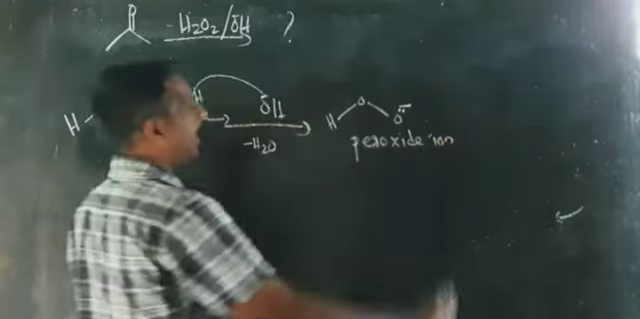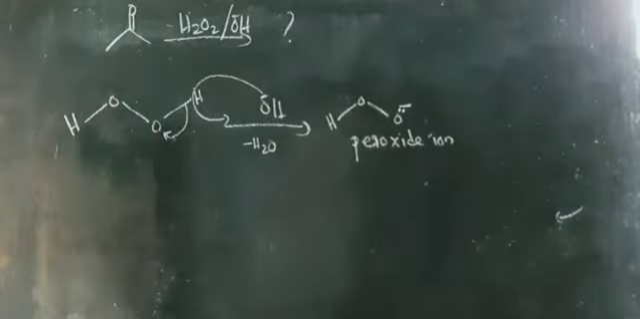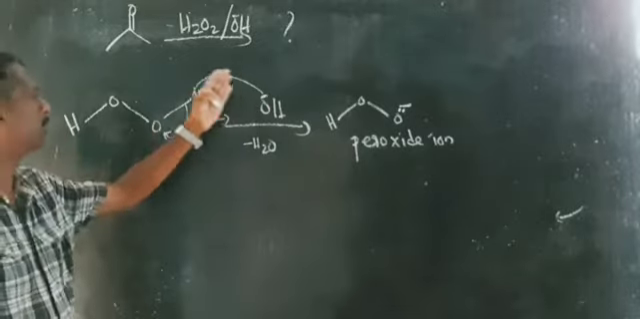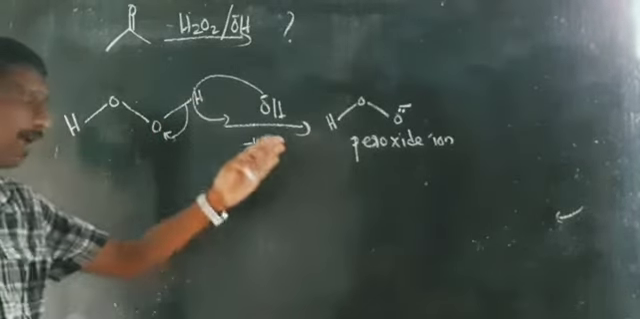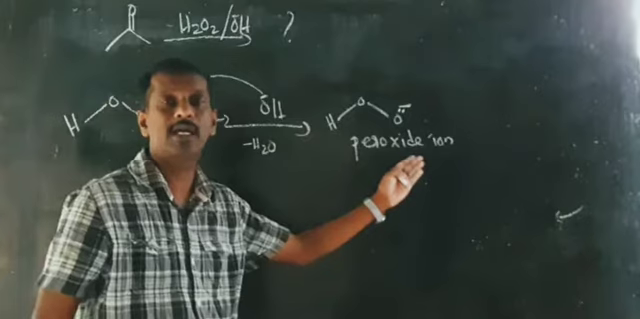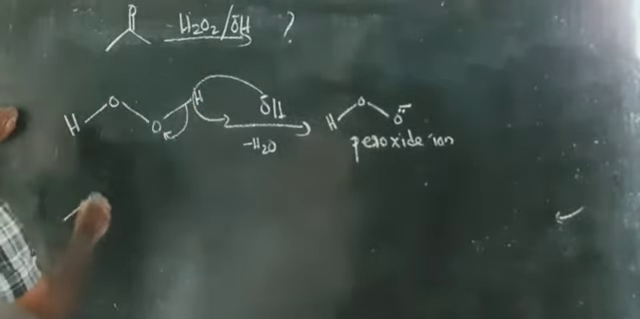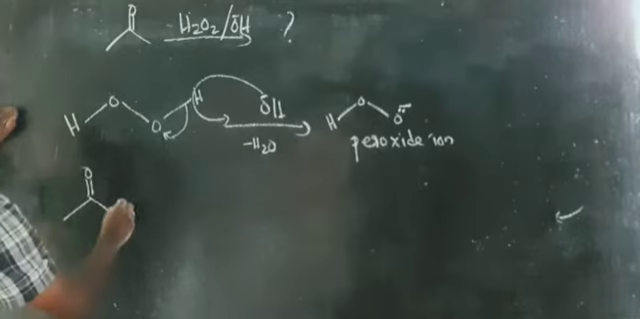What do we get? Peroxide ion. Okay, this is the first step. You know that in basic medium, what will happen to hydrogen peroxide? The base removes a proton from hydrogen peroxide, and we get, what do we get? We get peroxide ion.